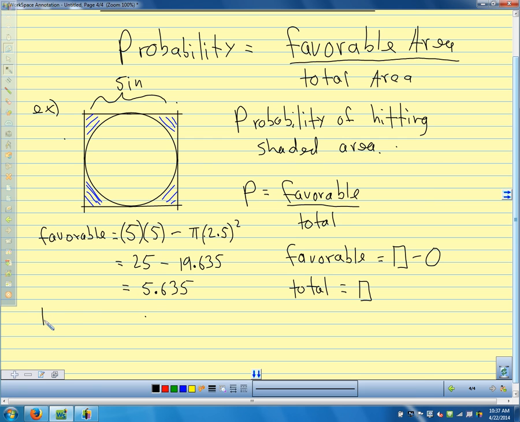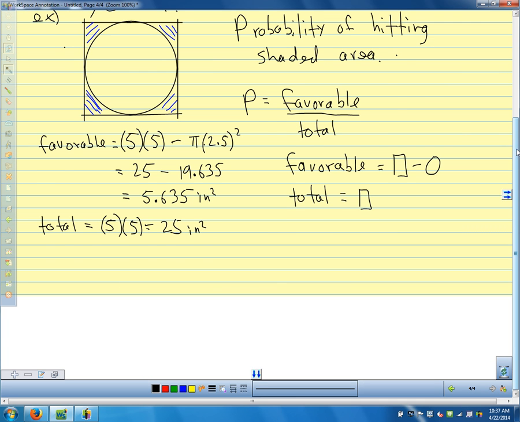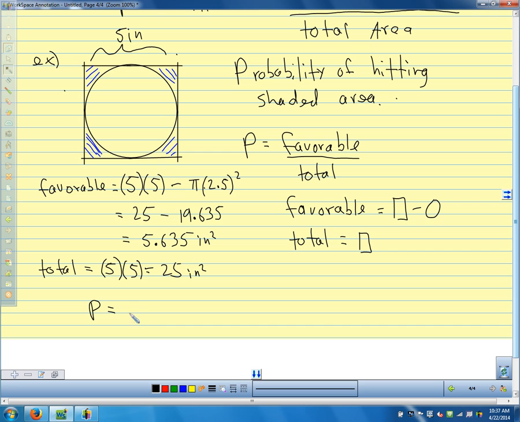The total area is the area of the square, 5 times 5, and this is square inches. So our probability is going to be the favorable area over the total area. 5.635 divided by 25, and when I calculate that out, I get 0.225 or 22.5%. So I have about a 22.5% chance when I toss a dart at the square of hitting these little corners.